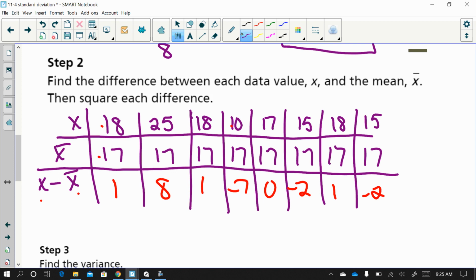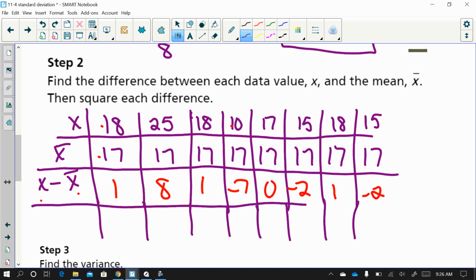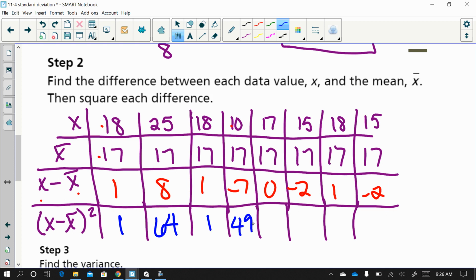Okay, next column. We now need to square each of those. x minus x bar squared. So I'm going to take the red and square it. 1 squared, 1. 8 squared, 64. 1 squared is 1. Negative 7 squared is 49. 0, 4, 1, 4. Okay. Everyone's still okay there? Good.